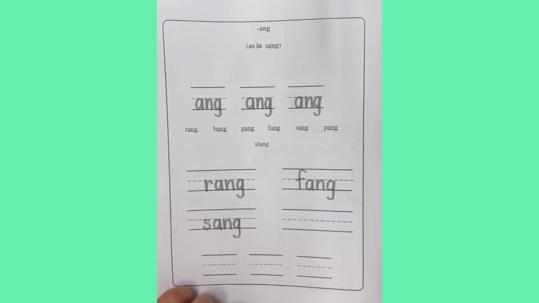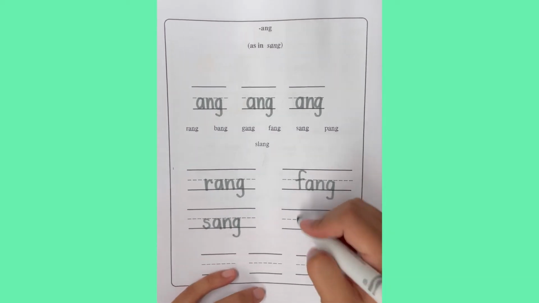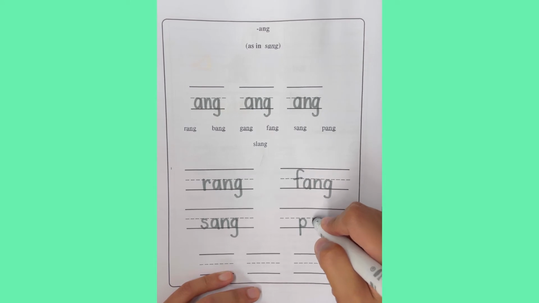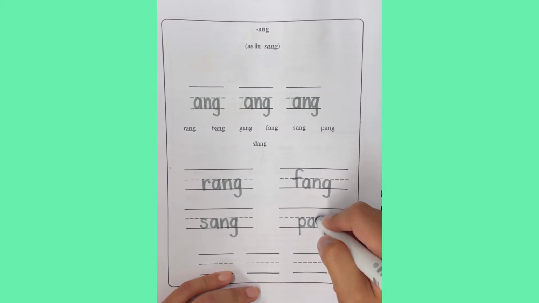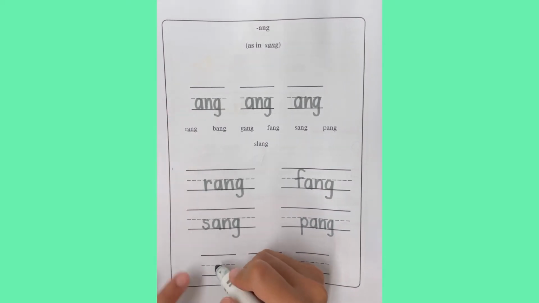Last word I would like you to write is pang. Pang. Finger spell with me. P. Ang. Okay. Beginning sound. P. Ending sound. Ang. A-N-G. Pang. Okay. Finally, write the sound again 3 times.